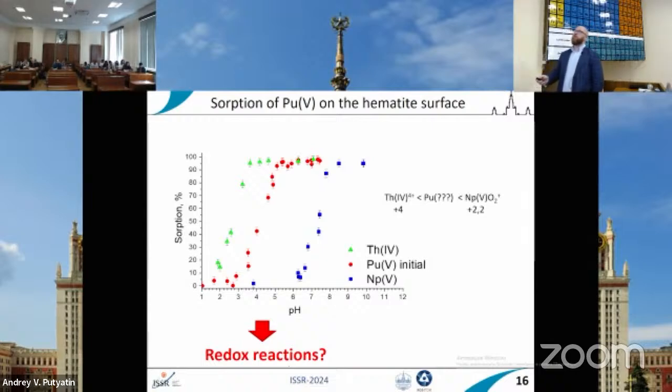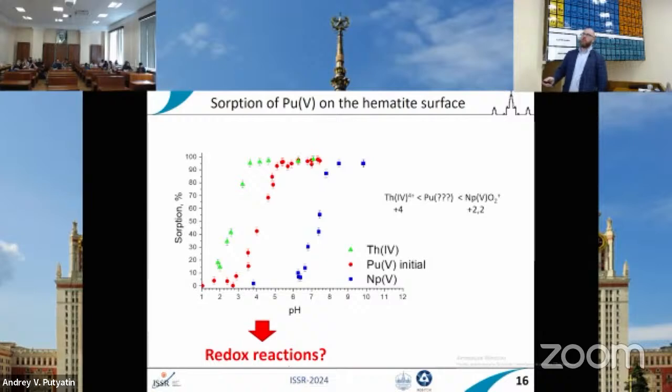That is not the case for pentavalent neptunium, because pentavalent actinides are present in the form of these dioxo cations with an effective charge on the central atom not +5, but due to the compensation of the charge by these two oxygens, it is about +2.2. So as far as it is a very low charge, the sorption efficiency of the pentavalent actinide is very low.